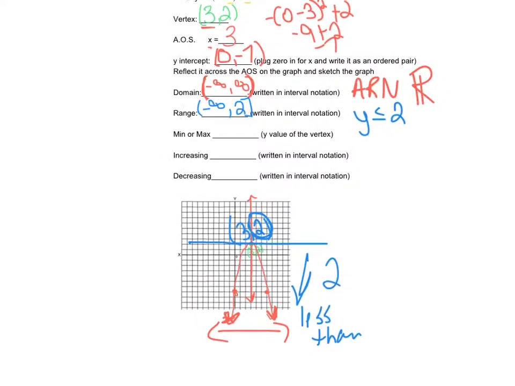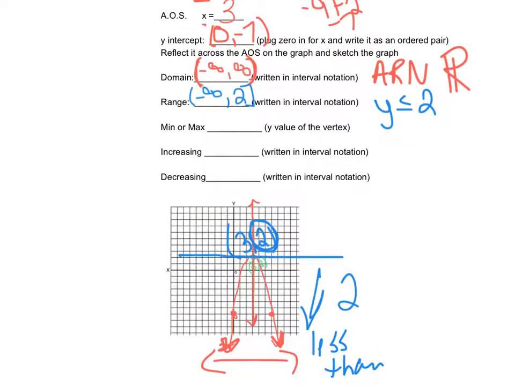Okay, so then as I move on, thinking max or min. Well, my parabola has a high point, right? It has the highest point, so it's going to have a maximum at, and where was my highest point? My highest point was at 2, so my highest point was at y equals 2. And then we've got to think about increasing and decreasing.